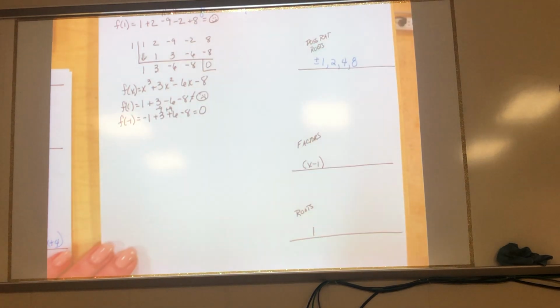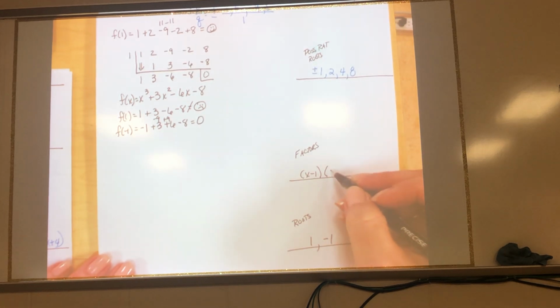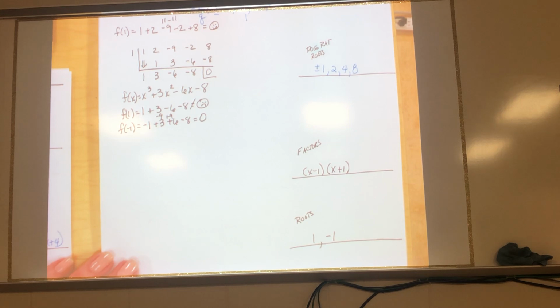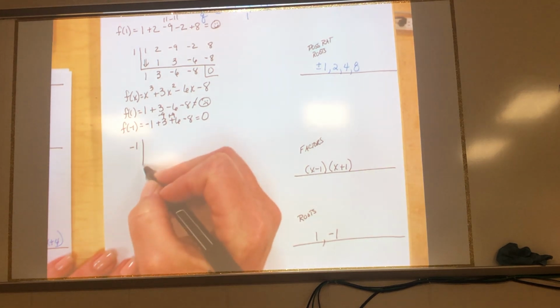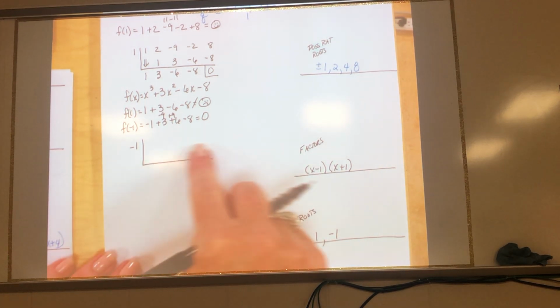So what am I writing down here on my roots? Negative 1. And my factor? x plus 1. Okay, and what am I gonna use with it? Synthetic division. What am I writing on the porch?